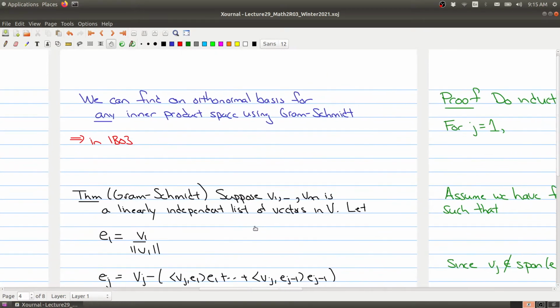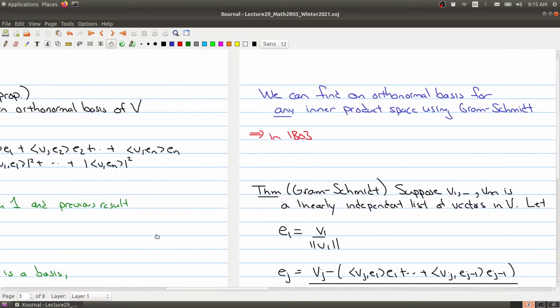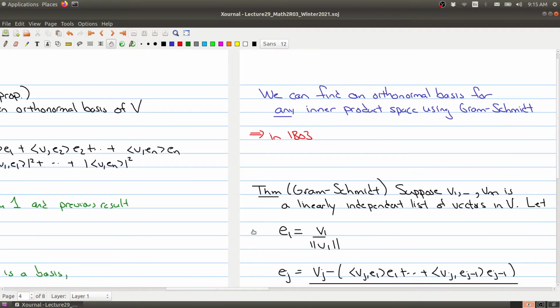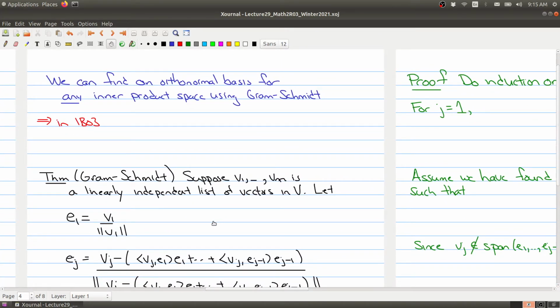Okay, so hopefully this convinces you that orthonormal bases are important. I would say this is probably one of the most important properties of an orthonormal basis, the first one. And so the question is, can you find them? The nice thing is you can find an orthonormal basis for any inner product space using the Gram-Schmidt process.